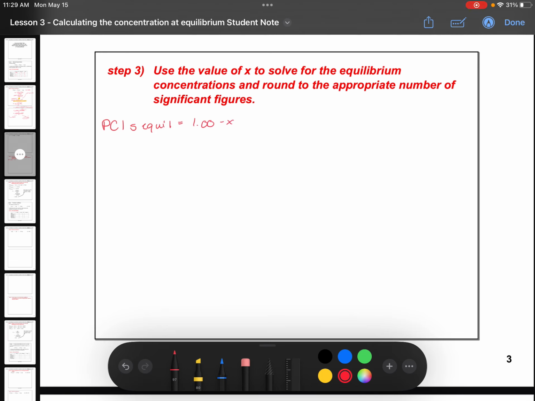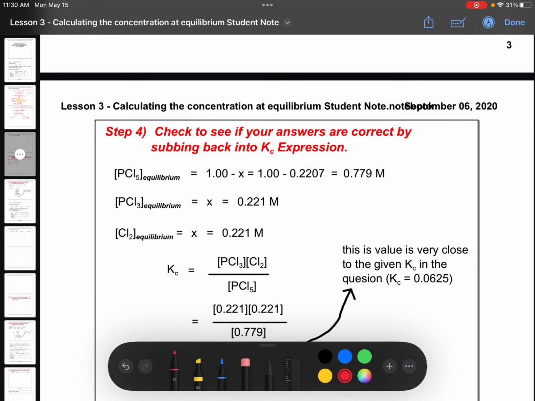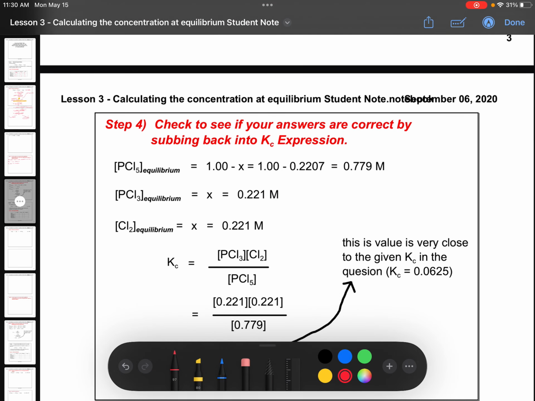So separating our work out, we have PCl5, the equilibrium equals 1.0 minus x, which is 1.0 minus what we just found, our positive value, which was 0.220695, is going to give us 0.779 moles. Then we do PCl3, which is x, which is going to be 0.221 moles. And then Cl2 equilibrium is also x, which is 0.221 moles.